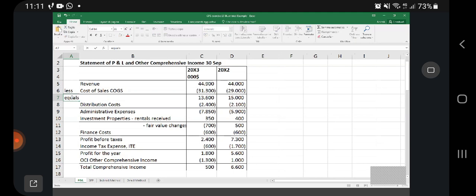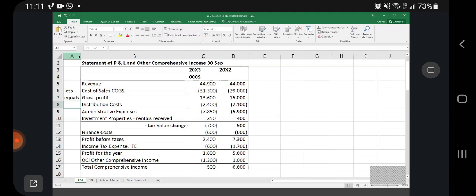So what we have done here is that from 44,900, we have subtracted 33,300 to calculate the gross profit, 13,600. Something else that you may notice, maybe it's too simple to pinpoint and to bring to your attention, but I'm doing it nevertheless.